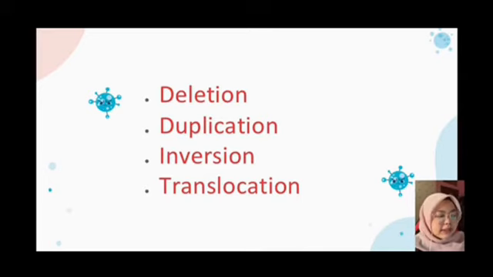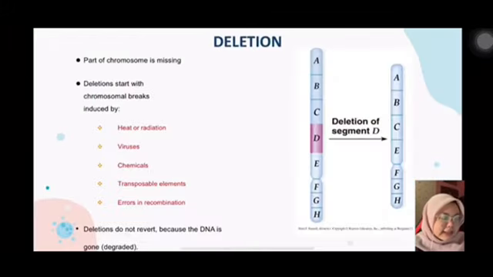There are 4 common types of chromosomal mutations involving changes in chromosome structure. Firstly, there is deletion, and then duplication, third, inversion, and lastly, translocation. Next, we will talk about deletion. What is deletion?